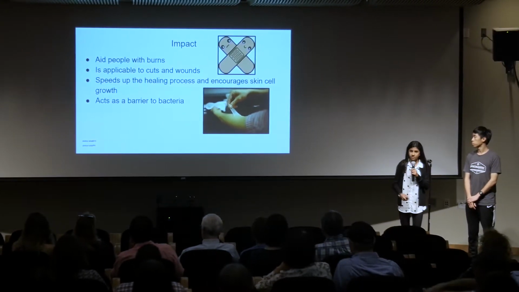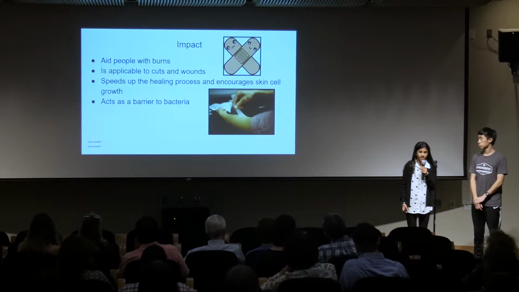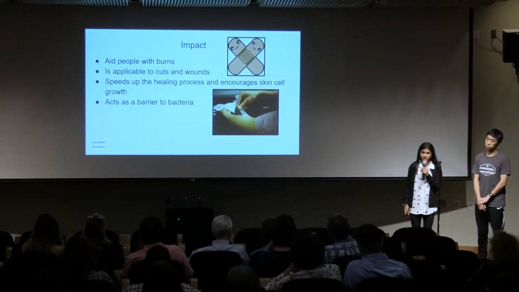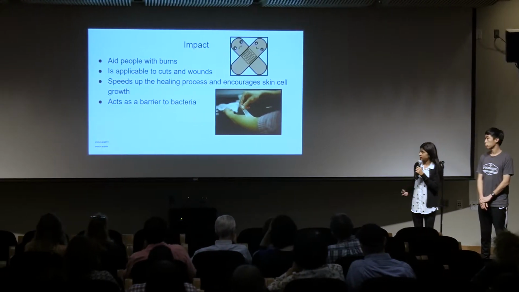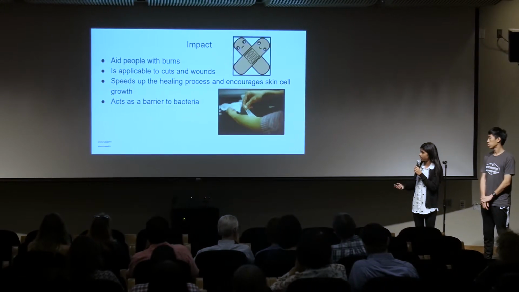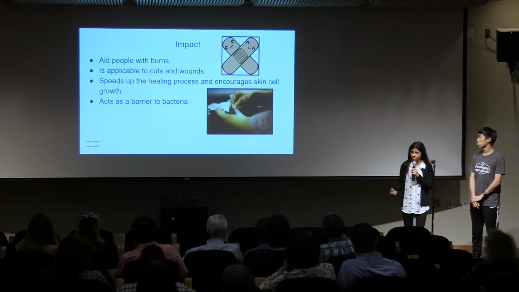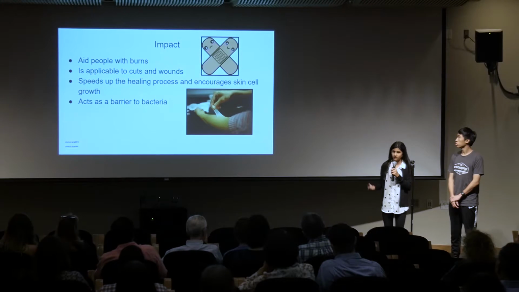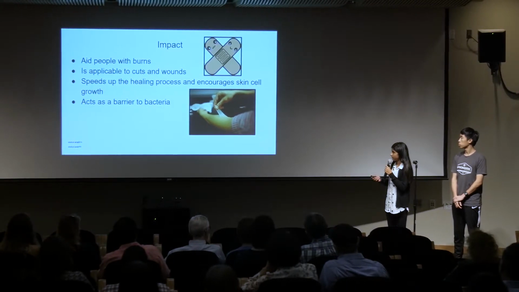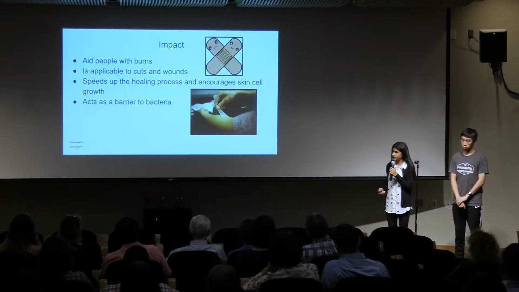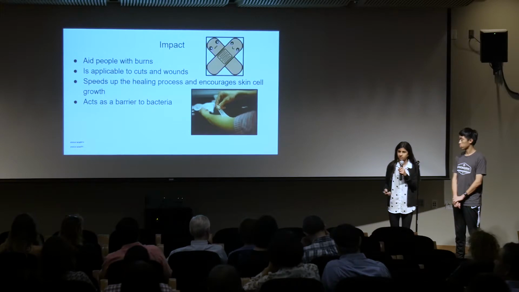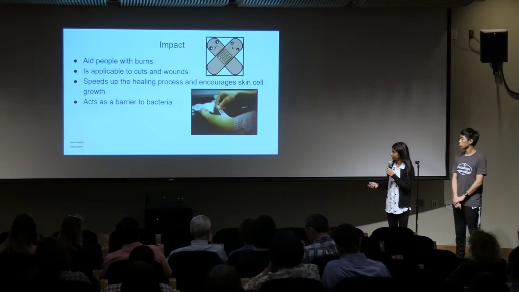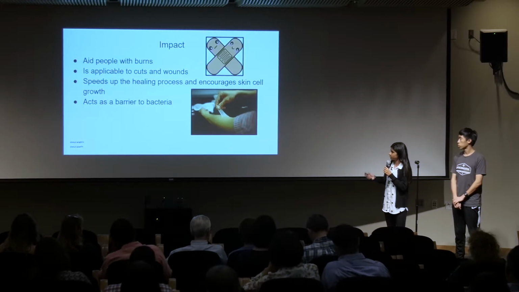So the impact of our potential creation is that it could aid people with burns, cuts, and wounds. And it's more impactful than a normal Band-Aid because it can speed up the healing process, as that's a property of gelatin. It can encourage skin cell growth, which would cover the wound and make sure that it heals faster than it would normally. It can also act as a barrier to bacteria, as wounds often get infected, especially when they're deeply affecting the person, so it could prevent an infection.